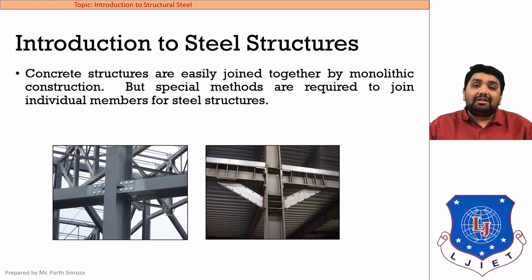In RCC structure, basically we don't deal with these connection portions, because, as being monolithic structures, the load will be directly transferred. We just need to provide the correct amount of reinforcements in that. But in steel structures, we need to identify the section also, whether to use I section, whether to use C section, etc. And also the size of section is important, that which sections we will be using.